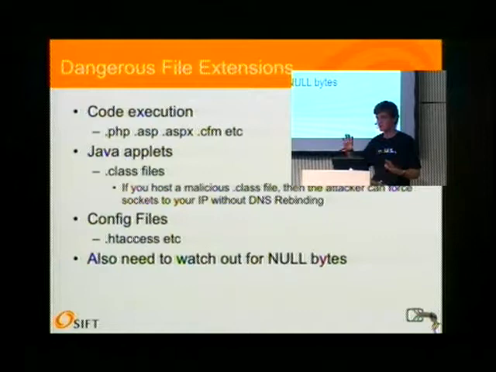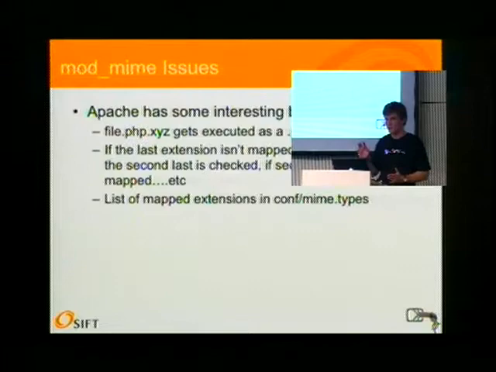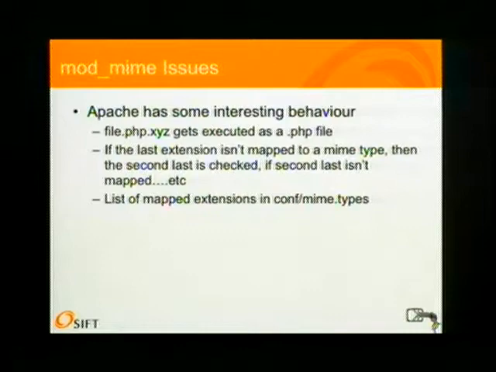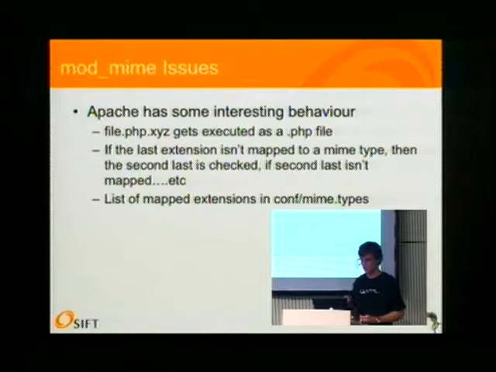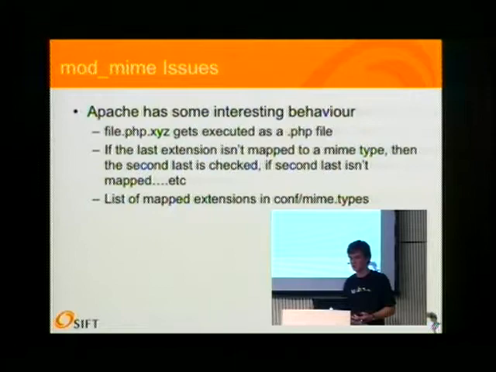What most people don't know is that when Apache decides what extension it is going to use, it doesn't use just the last extension. If the last extension isn't mapped in the mime types or in one of the other Apache config files, then it'll go to the second last extension trying to figure out what to do with this. So, if we upload a file.php.xyz file, it's going to get treated as a .php file by Apache, and again, we have code execution.